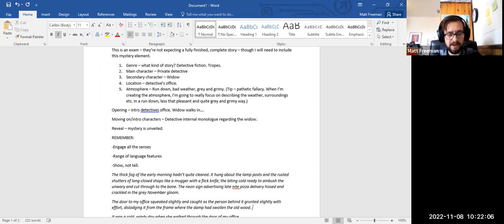So there we go. So instead of just saying she walked into the office, I'm saying the door to my office squeaked slightly and caught as the person behind it grunted slightly with effort, dislodging it from the frame where the damp had swollen the old wood.